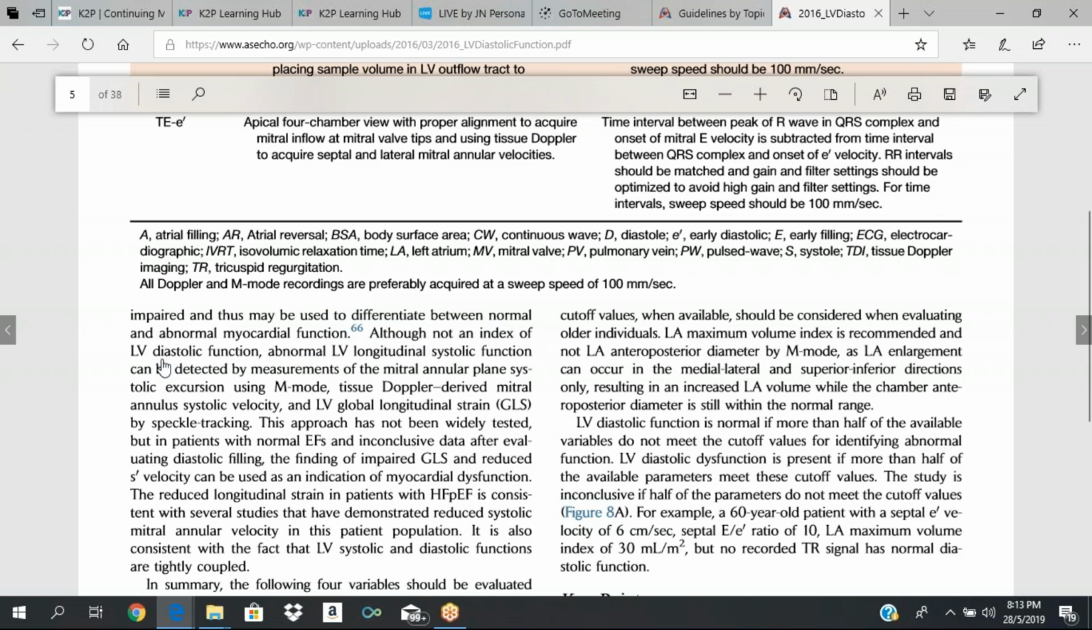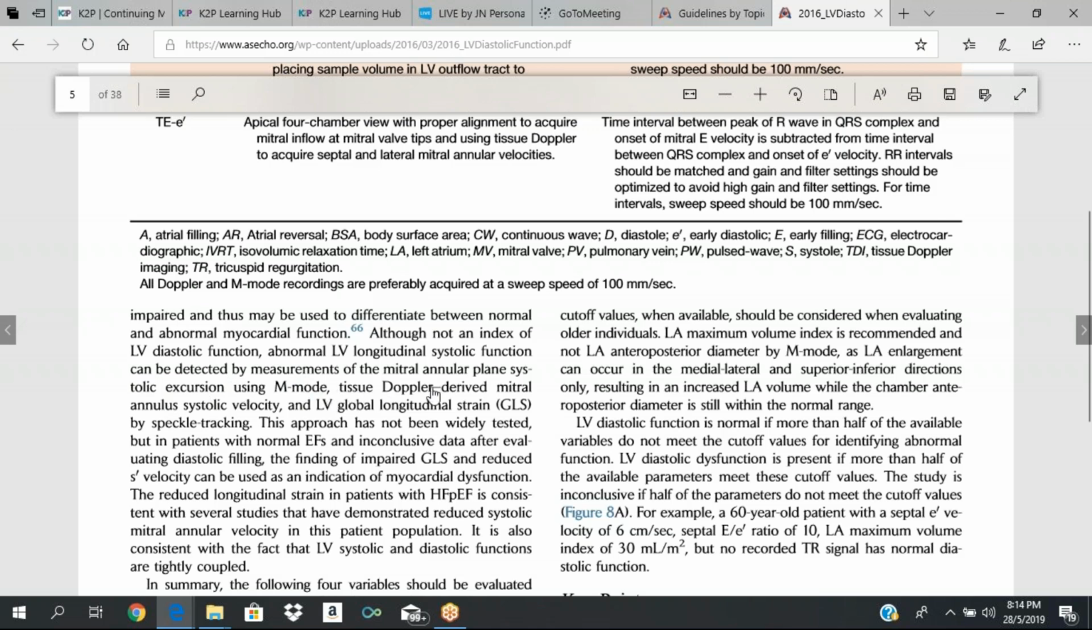Although not an index of LV diastolic function, abnormal LV longitudinal systolic function can be detected by measurements of the mitral annular plane systolic excursion using M mode. So just like when we do TAPSE, looking at the RV systolic function, we can do MAPSE, which is mitral annular plane systolic excursion using M mode. And if it's abnormal, then it may be a marker of diastolic dysfunction, okay? It's an M mode measurement.